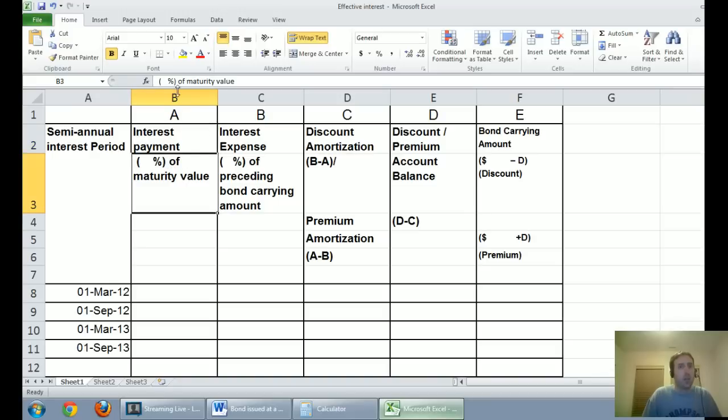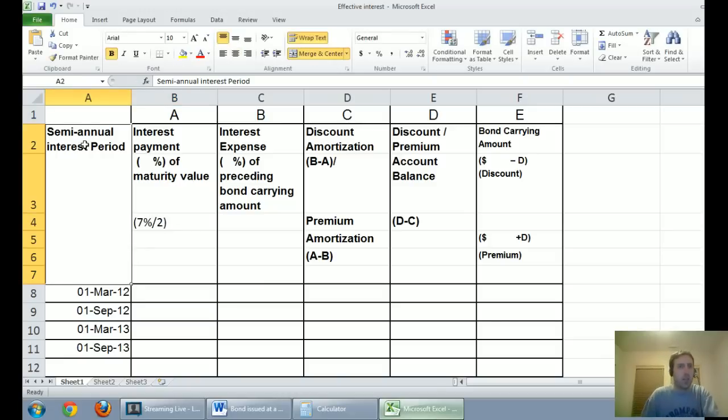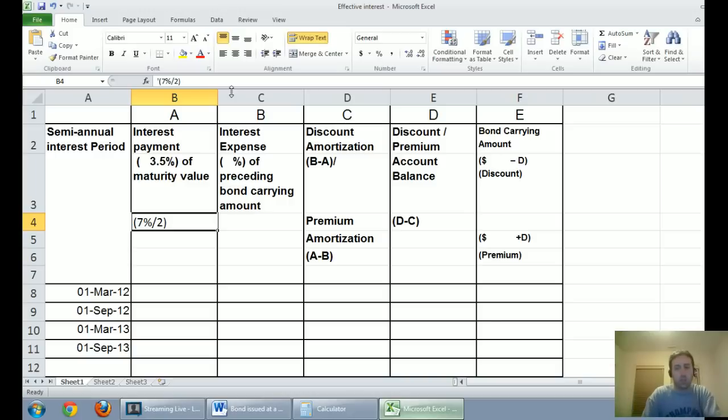Our interest payment is what we've promised to pay. We've promised to pay 7%, but remember that 7% gets divided by 2 because everything on here is semi-annual. You can see it there, semi-annual interest period. So 7% divided by 2 means we're going to pay back 3.5% every 6 months.